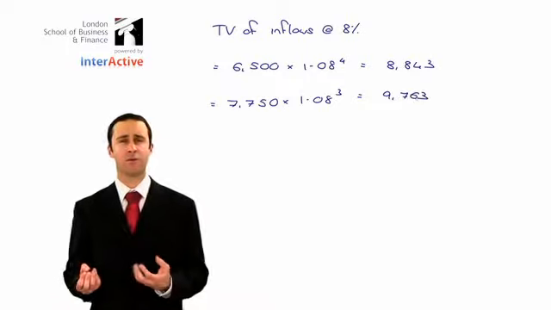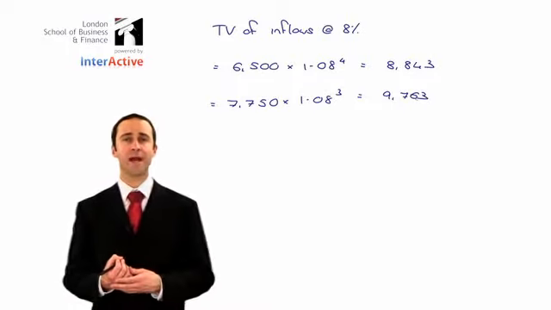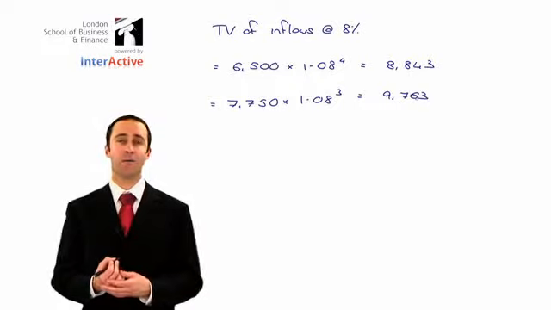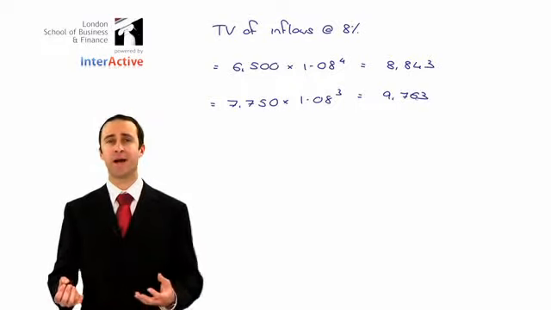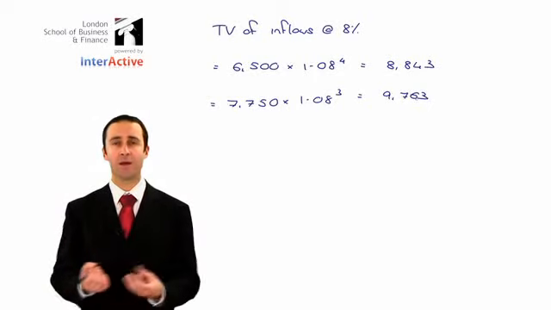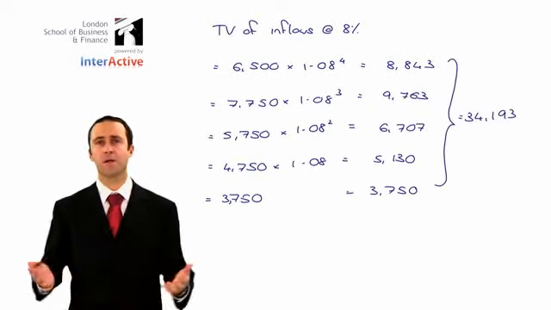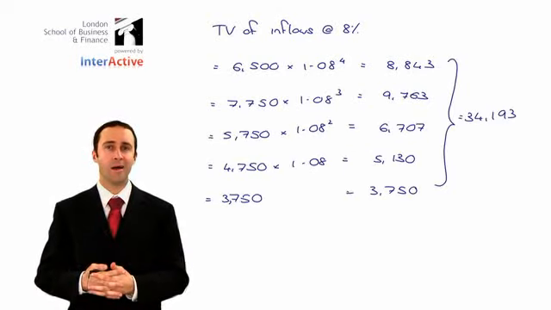Now what I'd like you to go through and do is just finish off the example. You've got a couple more cash flows to go through and work out their terminal value. Once you have that terminal value, substitute it into the MIRR formula and see what figure falls out. Good luck.